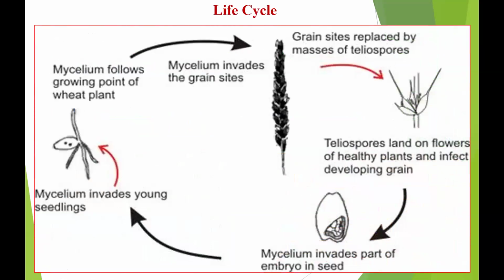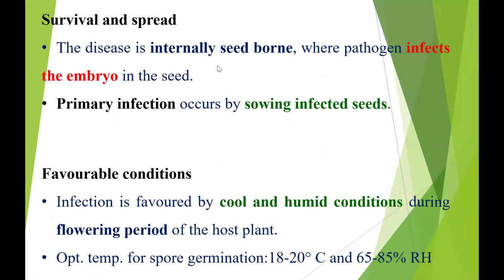And in the life cycle, those spore masses infect the whole field by blowing of winds, and then they are known as the teliospores. And when they reside in the seeds, they are internally seed-borne. And when we sow the infected seeds, they enter the young seedlings, and when the flowering stage arrives again, the entire inflorescence is converted into spore masses. And the survival and spread is through wind, and the primary infection is caused by sowing infected seeds.